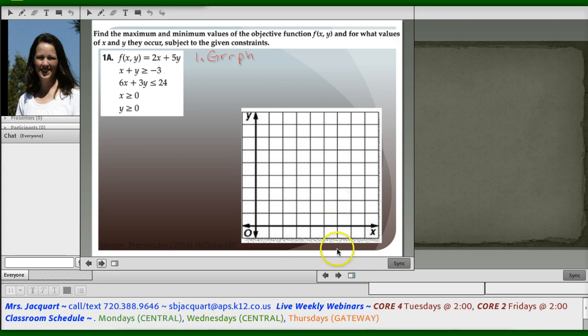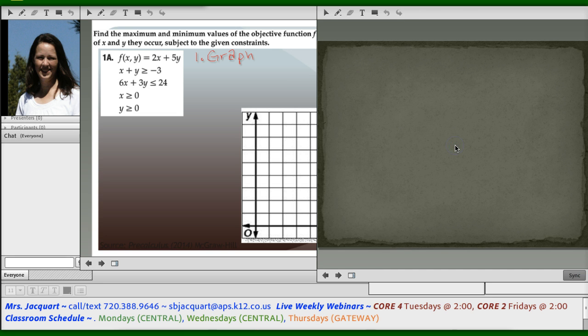Now my particular graph isn't very useful. So I'm going to come over here and show you how to graph the first line over here. But the irony is I'm not even going to use it. So if I have x plus y is greater than or equal to -3, I'm going to solve for y. So y is greater than or equal to -x minus 3. And that's in slope-intercept form.